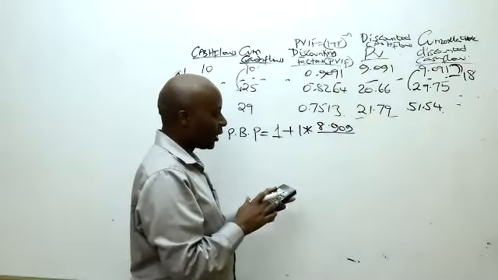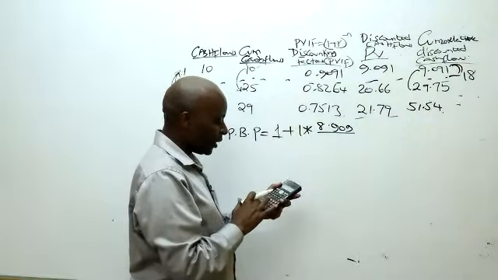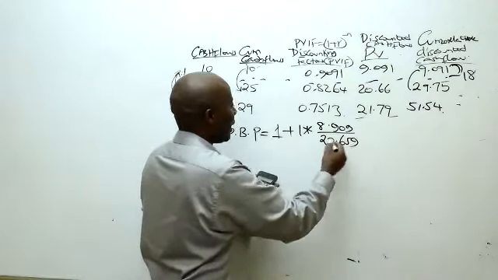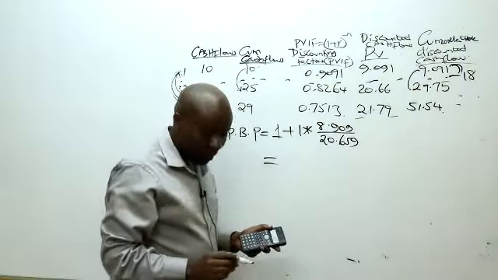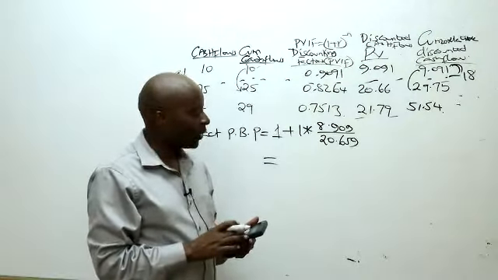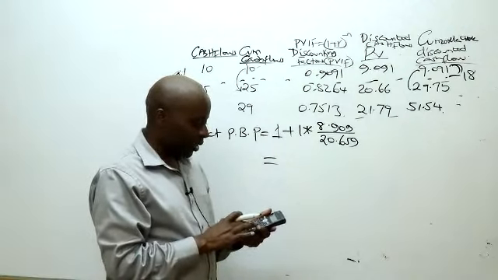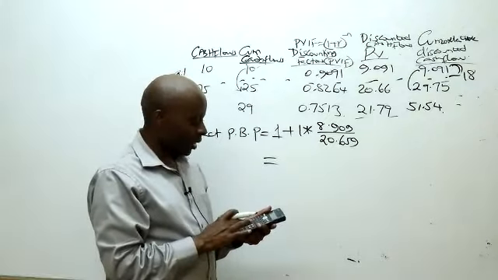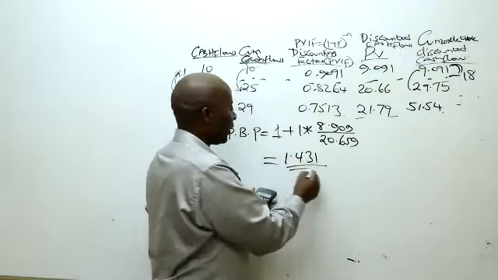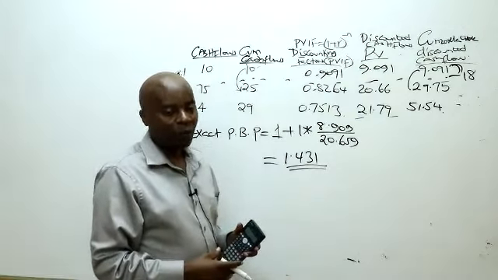For the base arc, I take the difference between those two numbers, 29.75 minus 9.091, which gives me 20.659. Now, could you kindly give me the exact payback? What will we get at the end of the day? We have 1 plus 1 times 8.909 divided by 20.659, which gives us 1.431. Is there anybody who has that kind of answer? Phoebe, thank you very much.